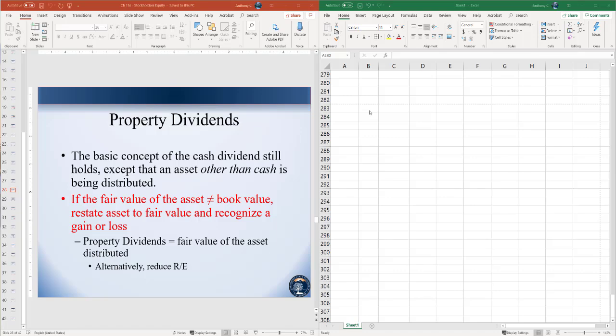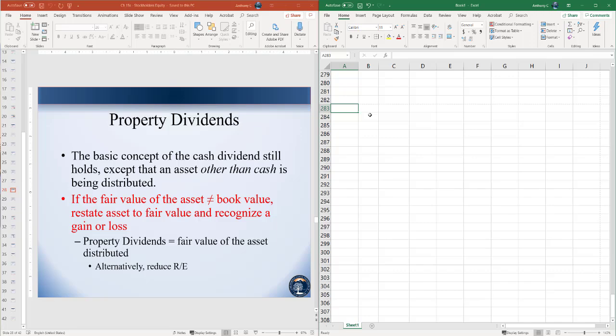So to account for a property dividend, it's pretty much the same concept as a cash dividend, except now instead of crediting cash when we distribute our assets, we're going to be crediting whatever asset we're distributing. So if we're giving stock of another company, we're going to end up crediting an investment account.